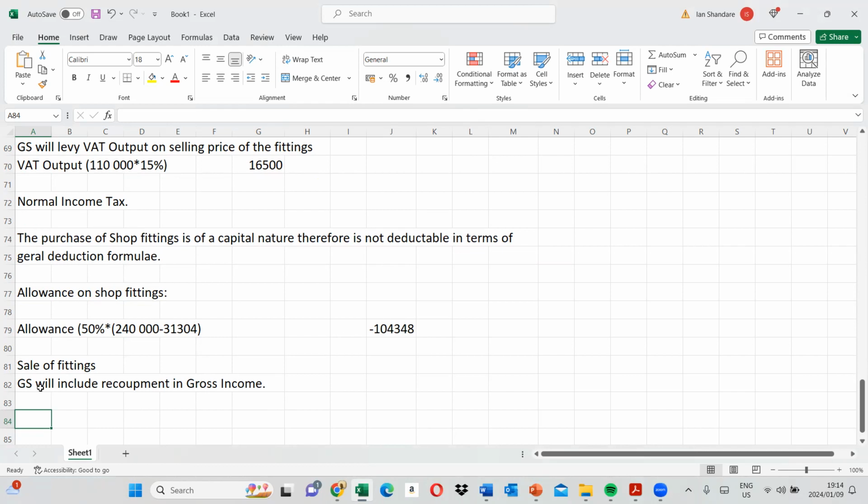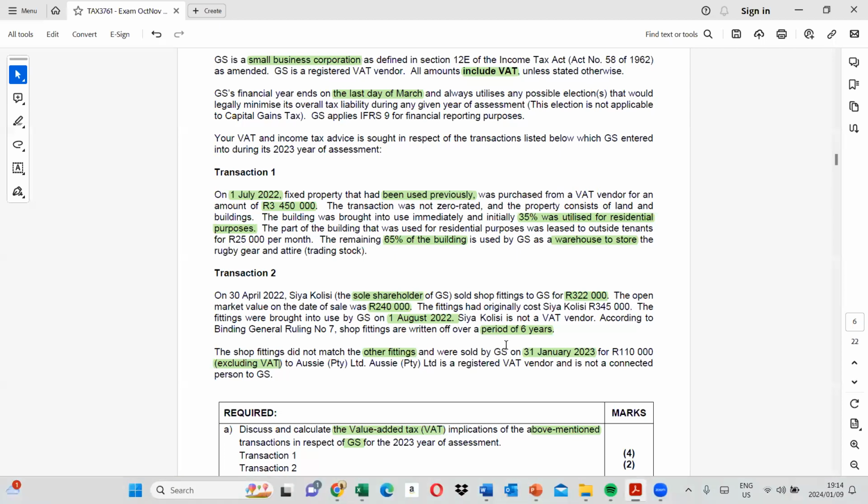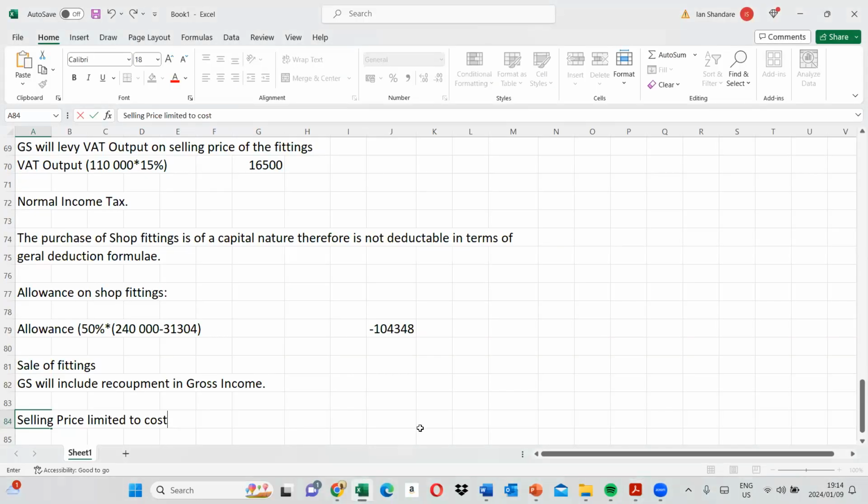There are so many ways that one can calculate recoupment, but I prefer the easier method. We just say selling price limited to cost less tax value. So in other words, the lesser between the selling price and the cost. In this case, selling price is 110, and the cost is 240, so we're just going to use 110. So selling price limited to cost will take us to 110.